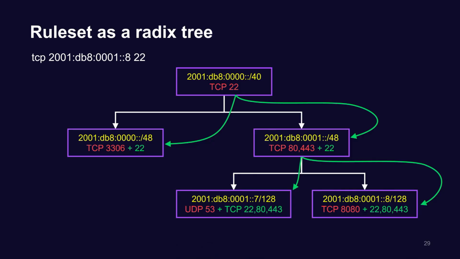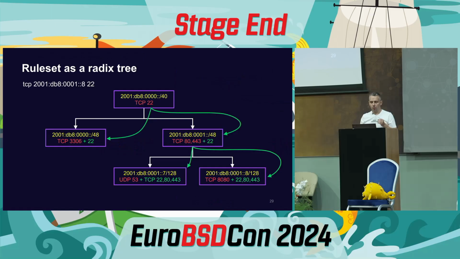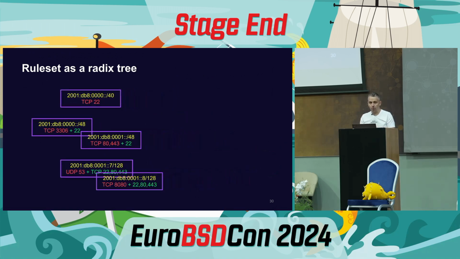So we take a TCP/22 port and push it down one level. Then we do the same thing for the next levels, and so on. So at the bottom of the tree, all the leaves have all the protocols and ports from their parents. This way, we can do filtering with a single table lookup. Let's take a look at how we do it.